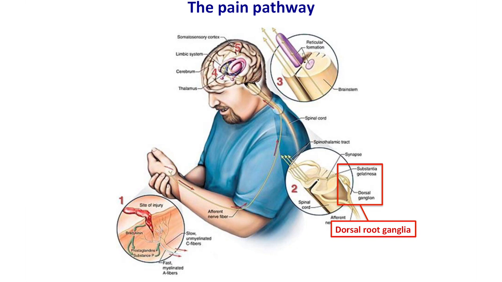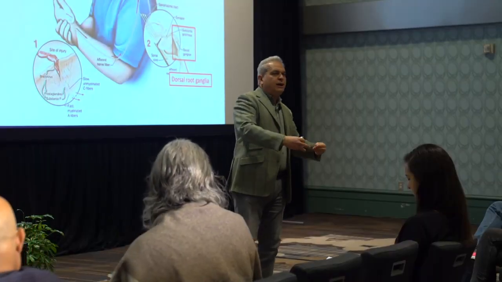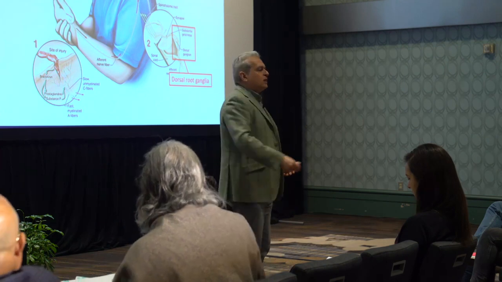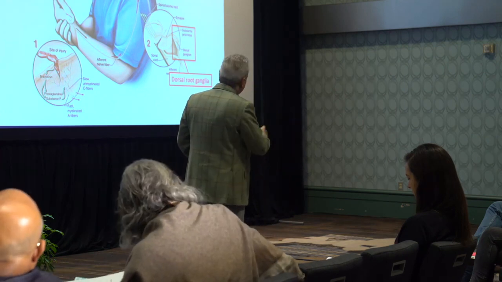And in these neurons here occurs the first processing of the pain signals. So the pain signal arrives, those neurons do a little bit of their electrical activity, and they send the pain signal into the spinal cord.